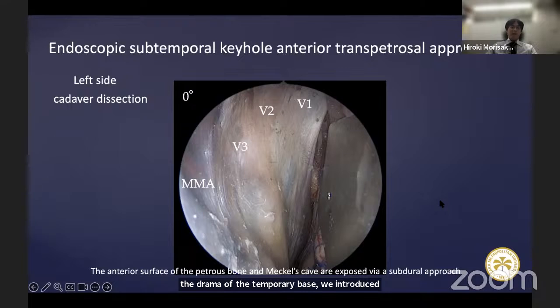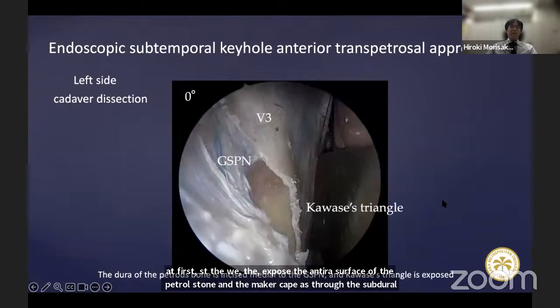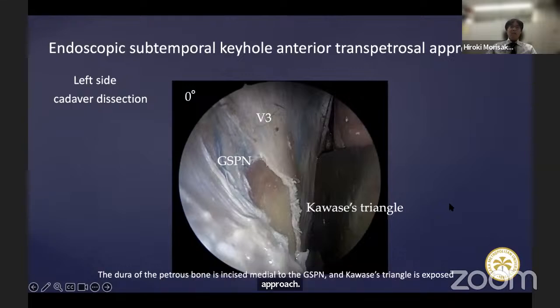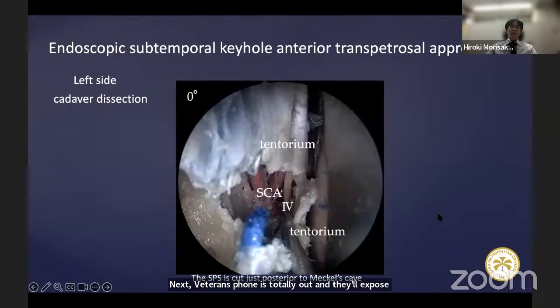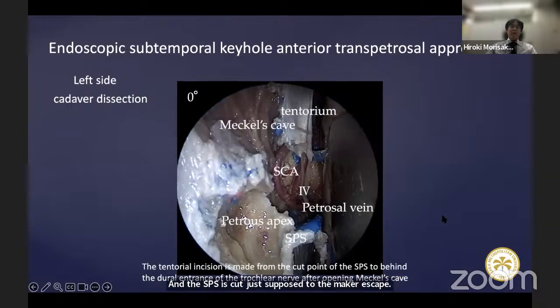At first, we exposed the anterior surface of the petrous bone and the Meckel cave through the subdural approach. The dura mater of the petrous bone is incised medial to the GSPN, and the Kawase triangle is exposed. Next, the petrous bone is drilled out until the medial side of the SPS is exposed, and the SPS is cut just posterior to the Meckel's cave. And the tentorial incision is made from the cut point of the SPS to behind the dural entrance of the trochlear nerve after opening the Meckel cave.